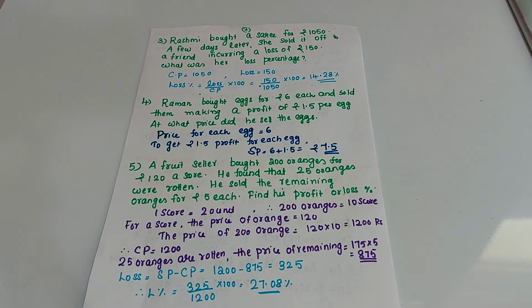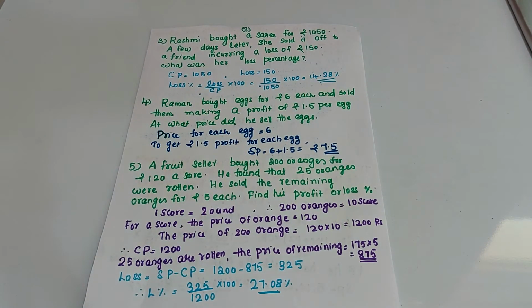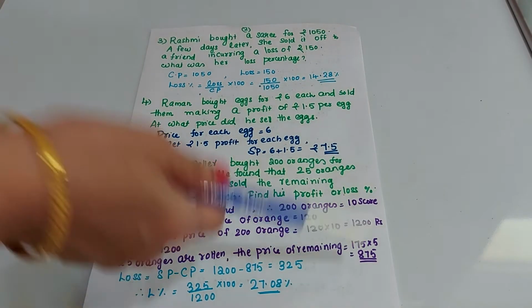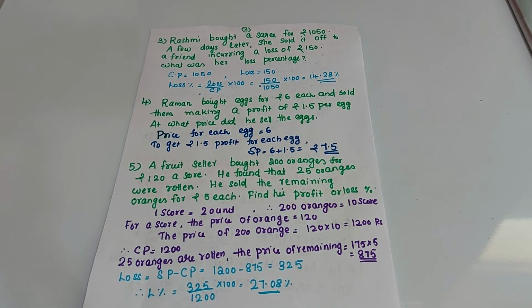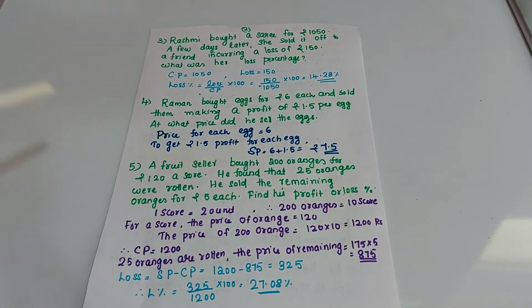He bought 200 oranges and 25 are rotten, so the remaining oranges are 175, and each orange he sold for rupees 5. So 175 into 5 is equal to 875. This is his selling price and his cost price is 1200. Definitely we know that it is a loss. So loss is equal to CP minus SP, which is 1200 minus 875, equal to 325. So 325 is his loss.